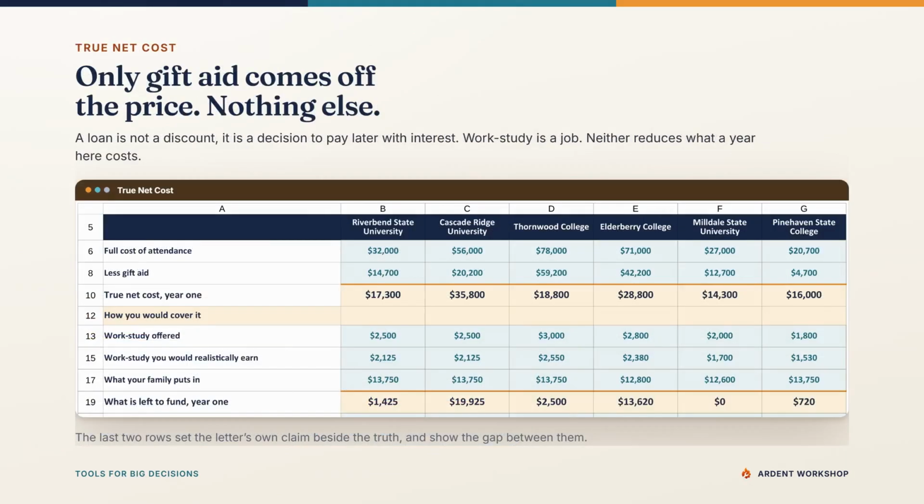This is the rule the whole file rests on. Grants and scholarships come off the price. A loan does not, because a loan is not a discount, it is a decision to pay later with interest. Work study does not either, because work study is a job.